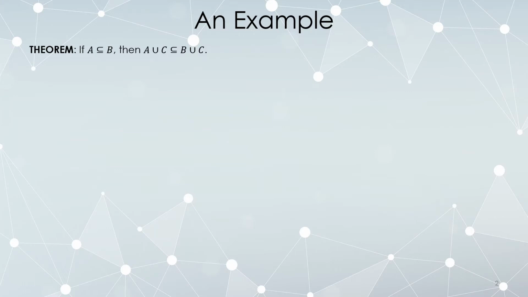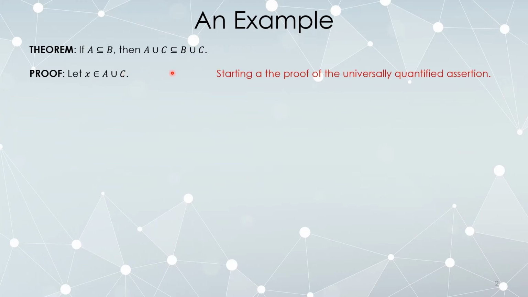So let's continue practicing putting together proofs in set theory. Here we have a theorem. If A is a subset of B, then A union C is a subset of B union C. So we begin our proof by letting X be an element of A union C.